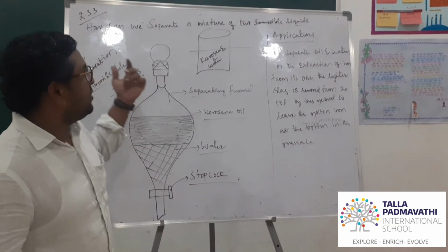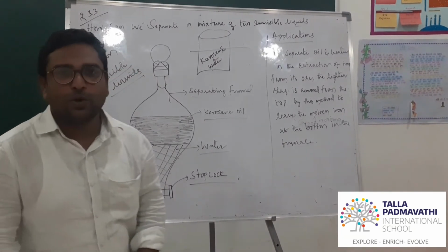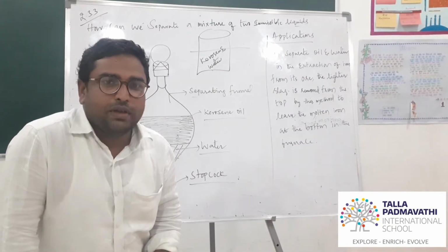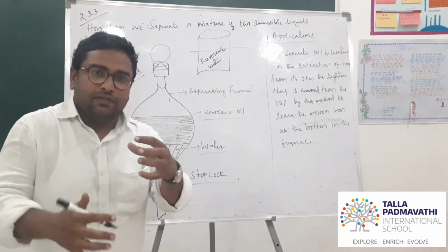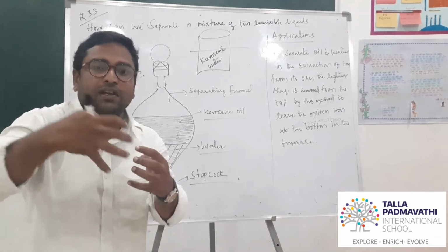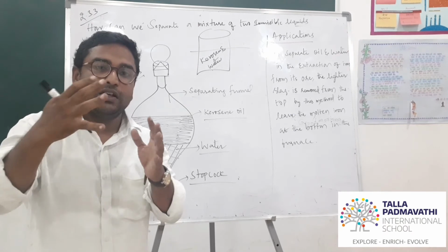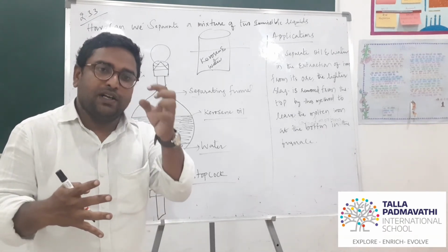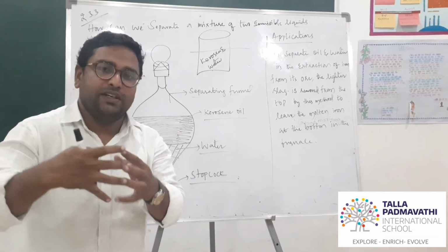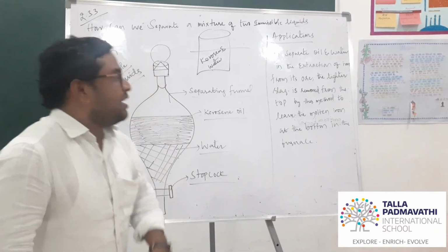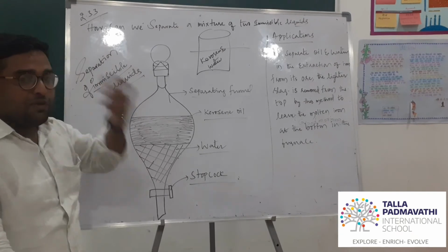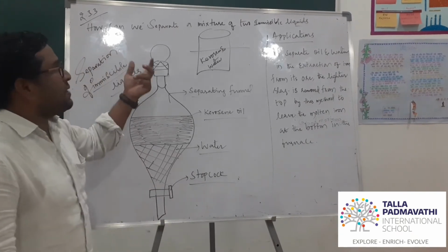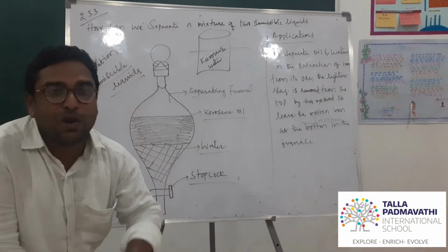Now, how can we separate a mixture of two immiscible liquids? Two immiscible liquids mean liquids that cannot dissolve in each other. That is called immiscible liquids. Miscible liquids mean liquids that dissolve in each other. Now let's understand that. So the aim of the experiment: how can we separate a mixture of two immiscible liquids?